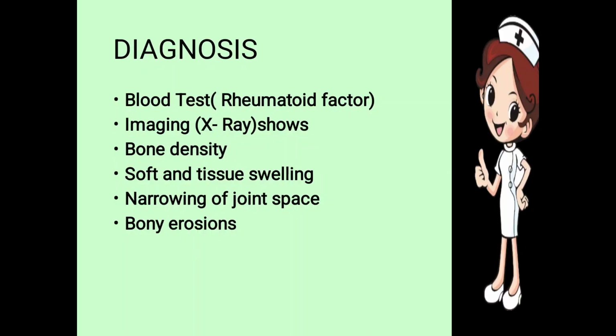A bone density test shows what the density of the bone is, how weak or how strong the bone is. Soft tissue swelling. Narrowing of the joint space. There is a space present between the two joints, so narrowing of the joint space is understood by doing the X-ray. Next one is the bony erosions. Any erosions that take place inside the bones are also diagnosed by the X-ray test.